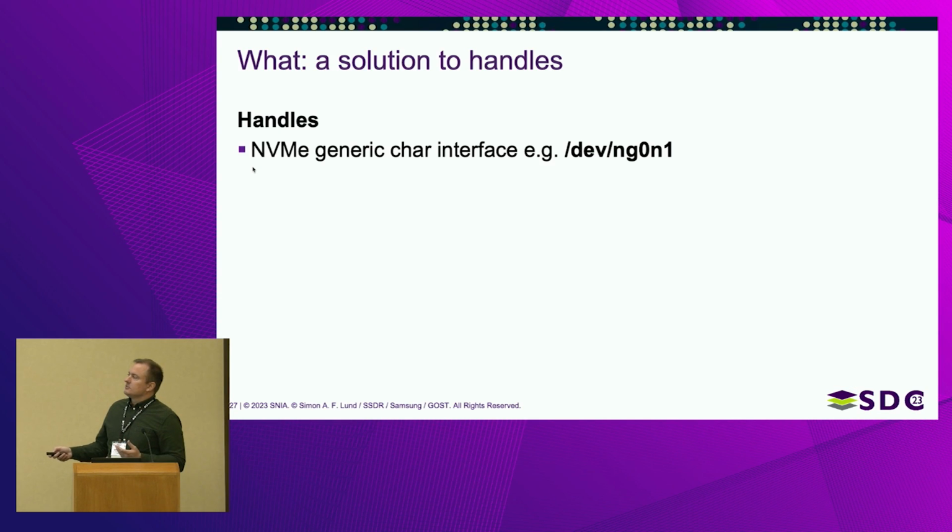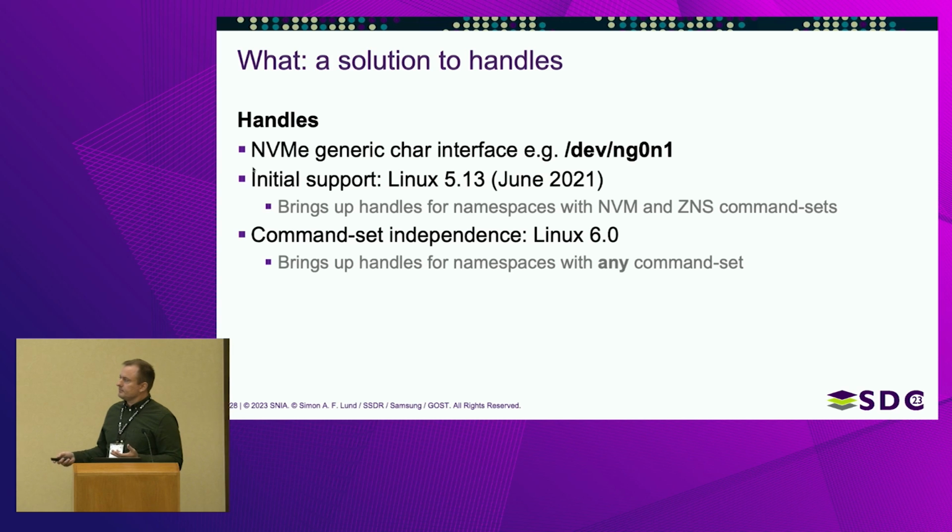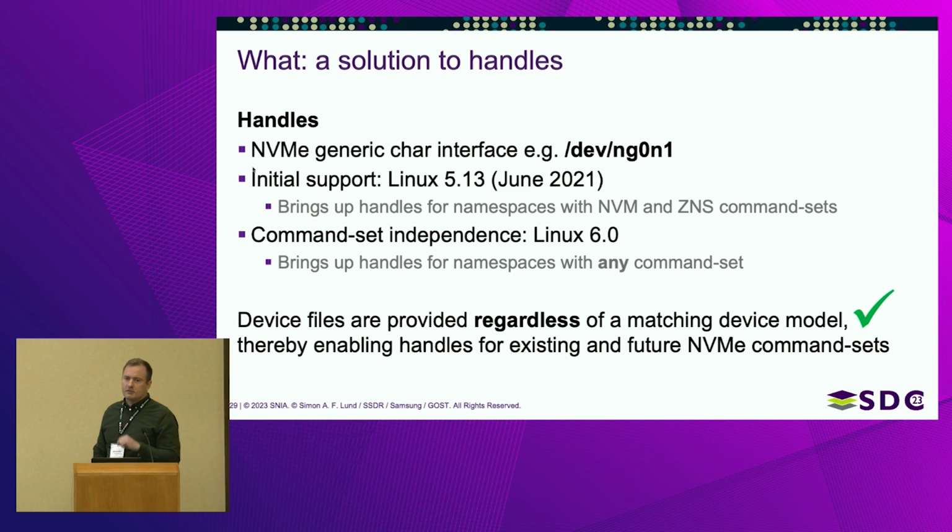So for the handles, we now have this thing called the generic char device called ng0n1. It's a char device that'll pop up, and initial support was added in Linux 5.13, where it came up for NVM and ZNS command sets. Later, for command set independence, this was added in Linux 6.0, where we get these handles regardless of the command set supported by the namespace represented here. So that sort of checks off the first box. Now we can talk with our devices.